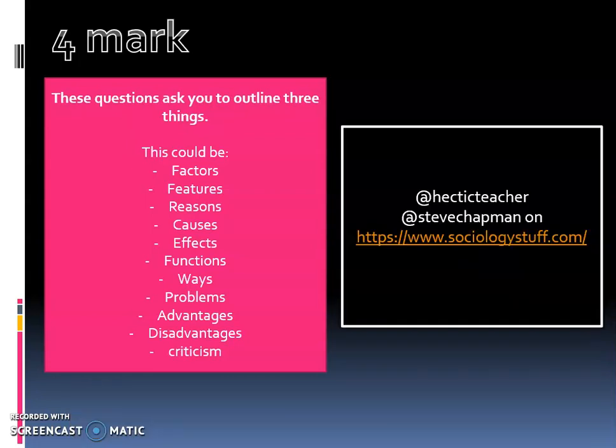You can prepare for these by asking your teacher for a question bank, writing your own for each topic, or preparing your own mark scheme. Alternatively, the Hectic Teacher's got plenty of sample questions for you to use, as has Steve Chapman on his website, Sociology Stuff. They have things for OCR also, as well as the exam board website, AQA.